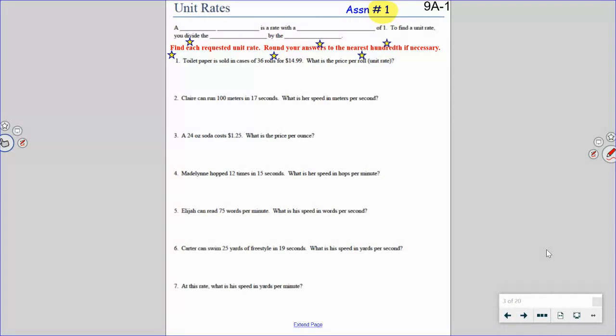You're looking for the unit rate, but you're going to be asked, A, you may use a calculator. I hope I don't regret that choice. And B, you may round it to the nearest hundredth if it's necessary. If it goes on forever, if it does not stop, if it does not terminate, please round it to the nearest hundredth. And this is assignment number 1. More on that later, huh?